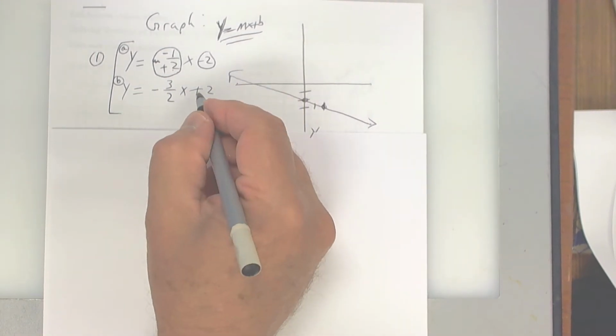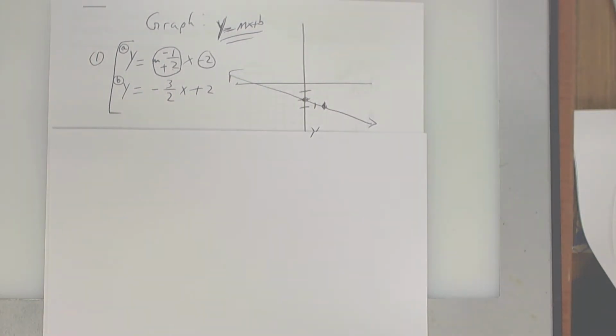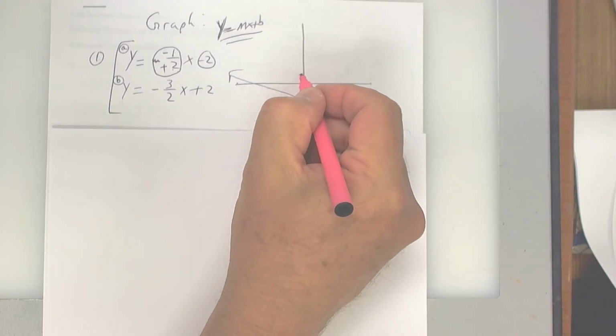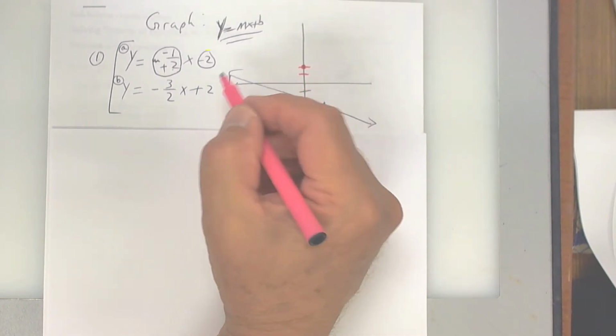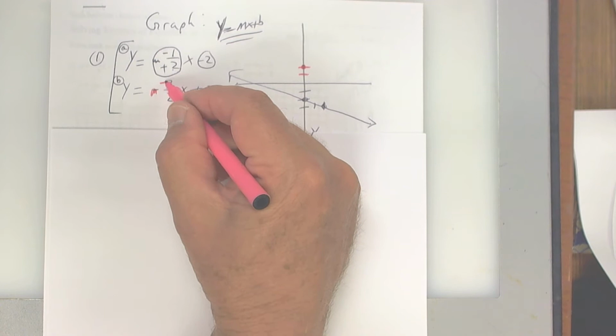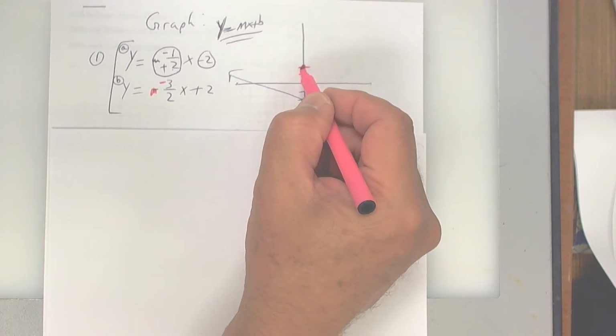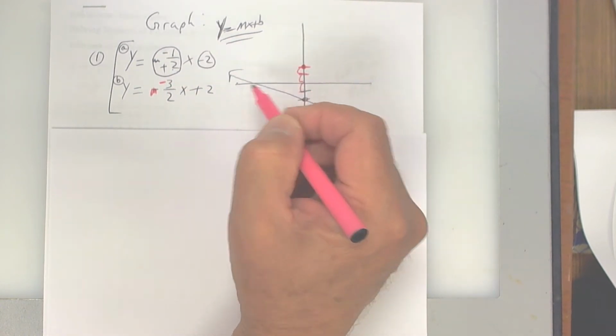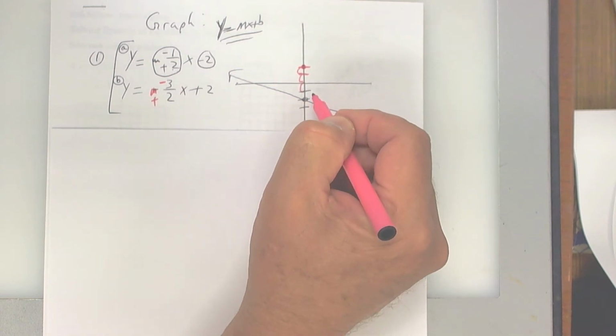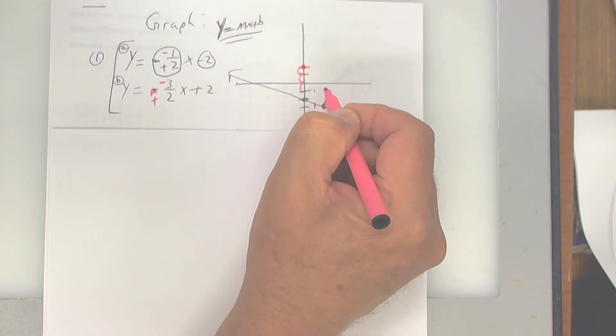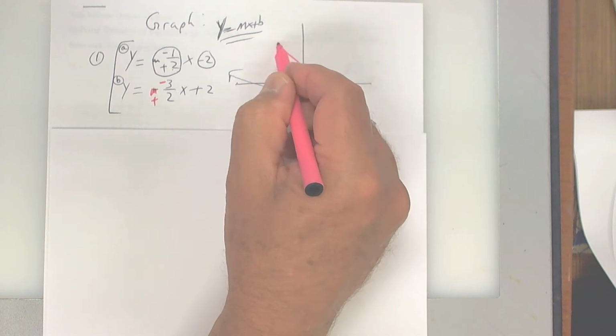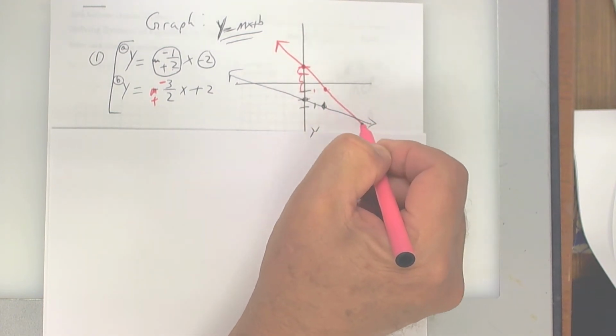Now this line is up 2, so let's use a different color. And then you're going to move the negative up here. So you're going to go down 3, and then you're going to go to the right 2, and this line looks like this. And where they hit is the answer.